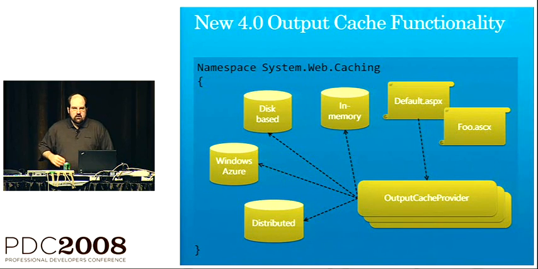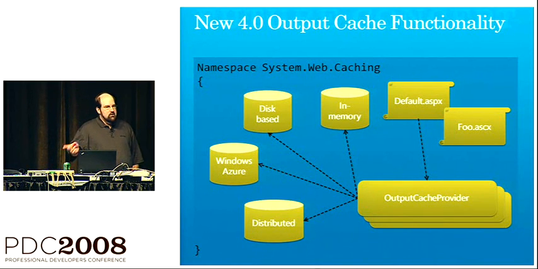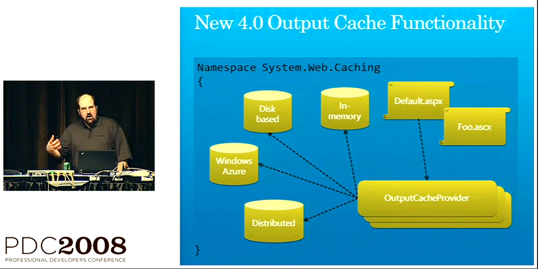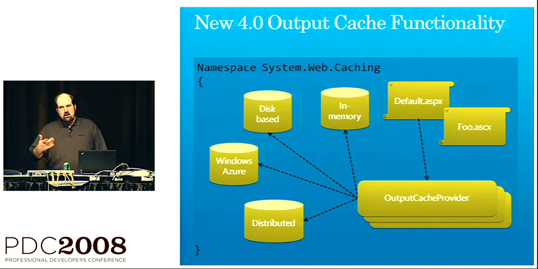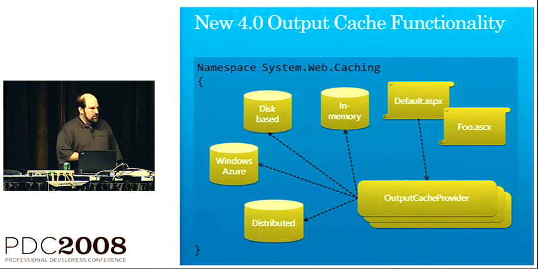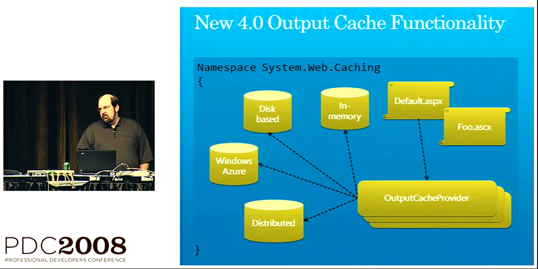We internally use a prototype disk-based output cache provider to validate the design, because obviously, in this case, if we don't write the provider, we don't know if we got the extensibility point correct. So we do have that.